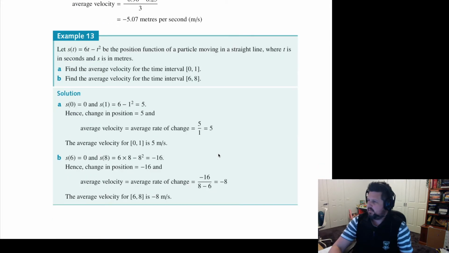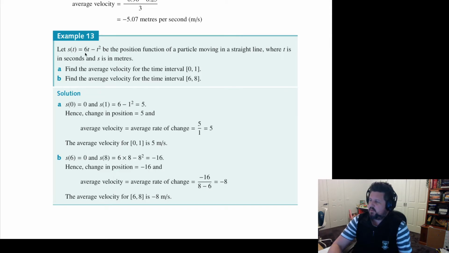So here is an example where we do this type of calculation. We've got an equation, 6t take away t squared, which is going to be the position function of a particle moving in a straight line, where t is in seconds and s is in meters. It says here, find the average velocity for the time interval between 0 and 1. So what we need to do is find out what's going on when time is equal to 0. So we can plug 0 into the equation and find out what is happening there.